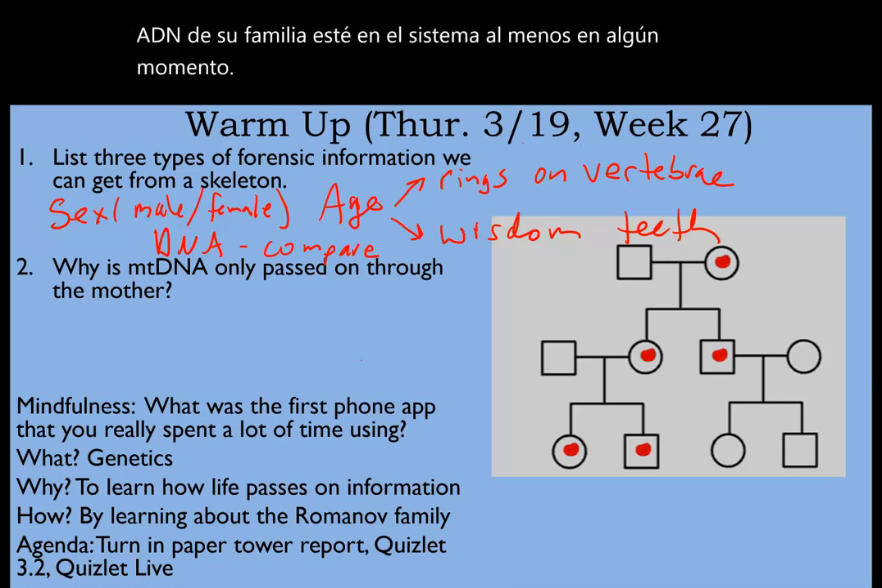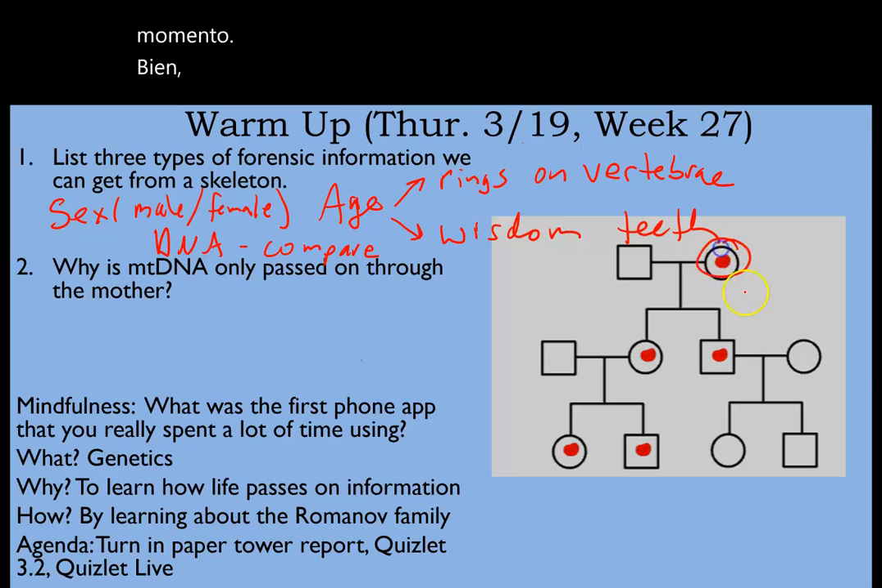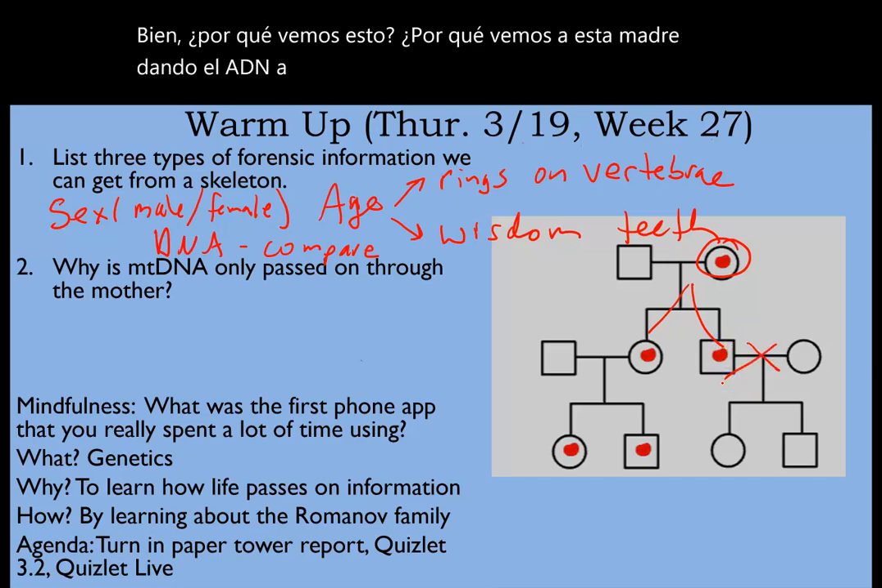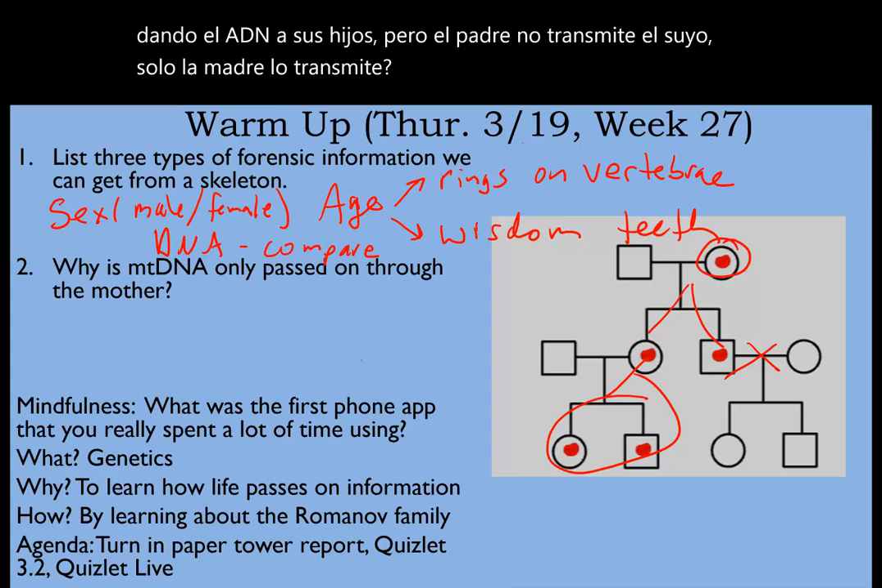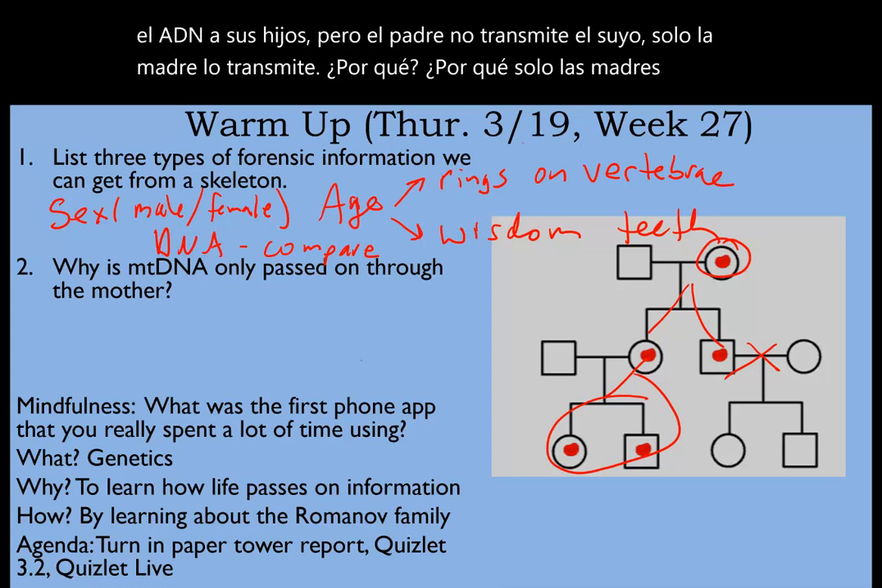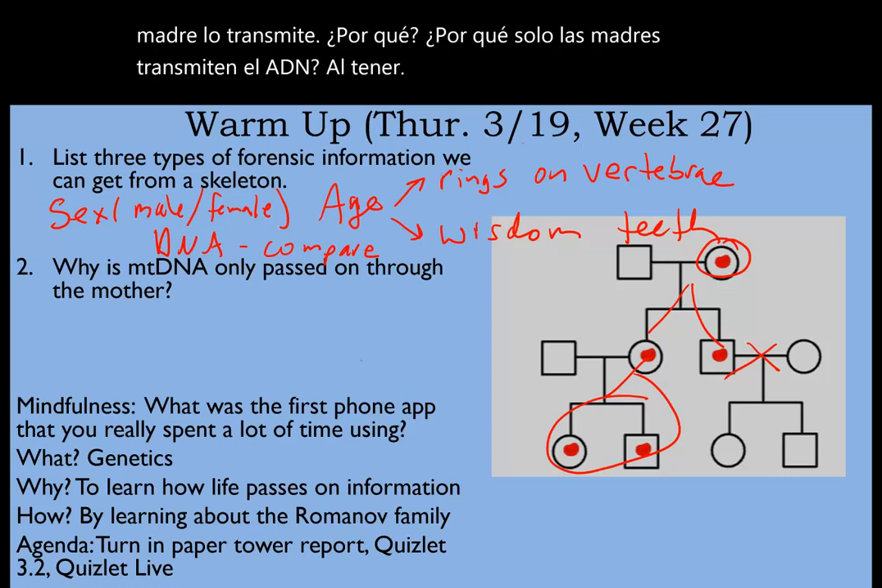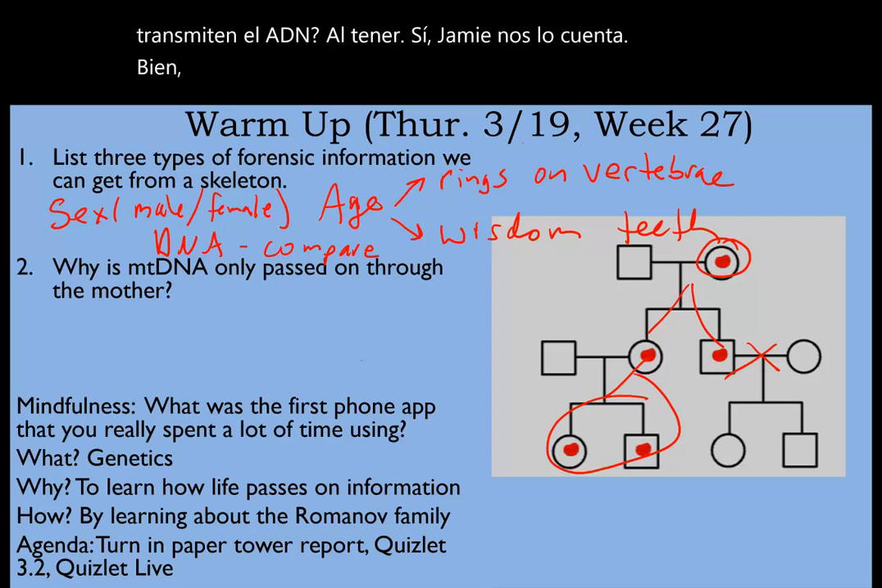Okay. Now, why do we see this? Why do we see this mother giving the DNA to her kids, but the father does not pass his on? Only the mother passes it on. Why is that? Why do only mothers pass on the DNA? Do I have any? Yeah, Jeremy, tell us. Okay, X and Y and XX. Okay, that's close. Remember, females are XX, males are XY. There's something else going on.